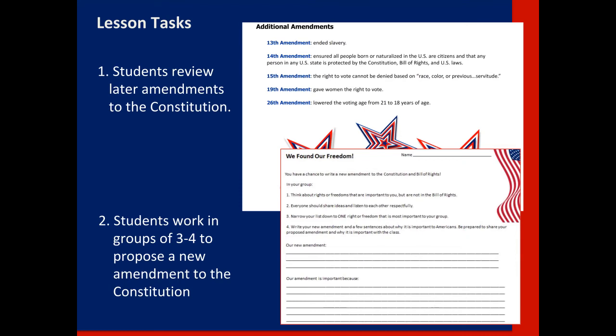Everyone in their group shares their ideas, they listen to each other, especially listening respectfully. As a group, they narrow down their list to one right or freedom that is most important to their group. And finally, they write their new amendment in a few sentences about why they think it should be important, not just to them, but to all Americans. And they should be prepared to share their proposed amendment and why it's important with the rest of the class.